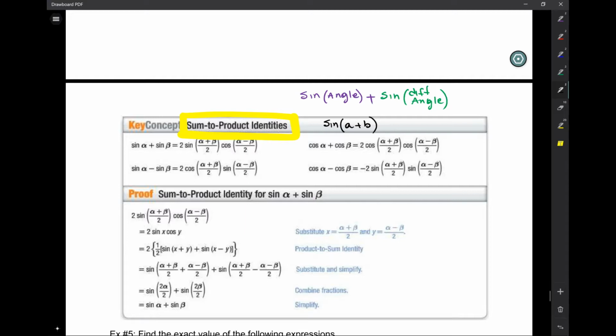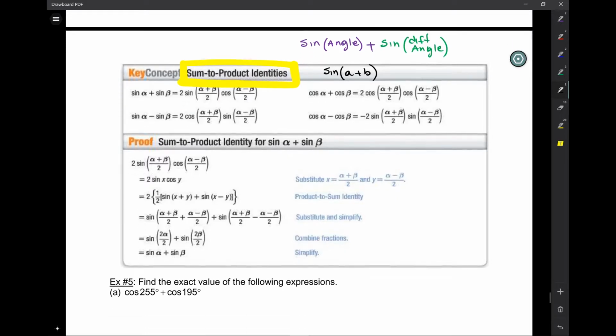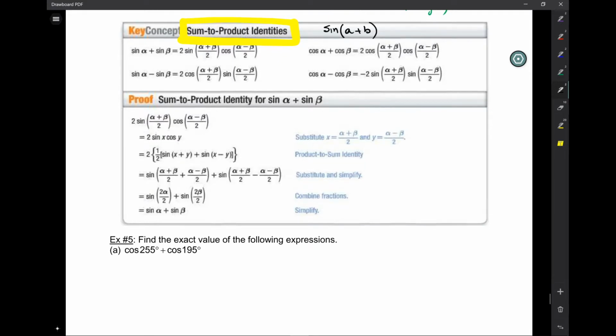Is this where we even need a calculator? Sometimes. Students sometimes want to have their calculator handy because you're going to add and subtract large-ish numbers. So let's take a look at what these look like. You're starting with a sum, and then you have 2 times sine of something times cosine of something else. All right, so let's try to do this one. Find the exact value of this.